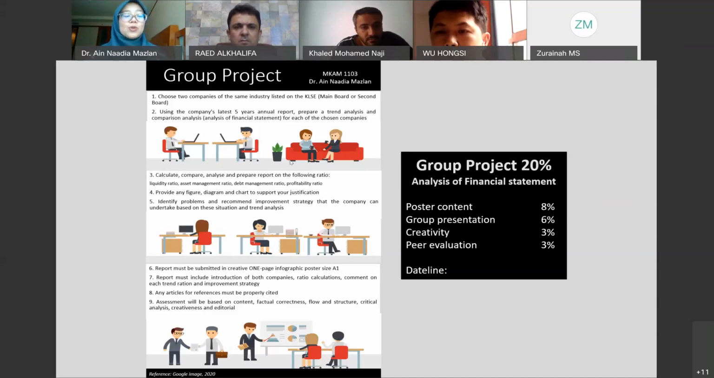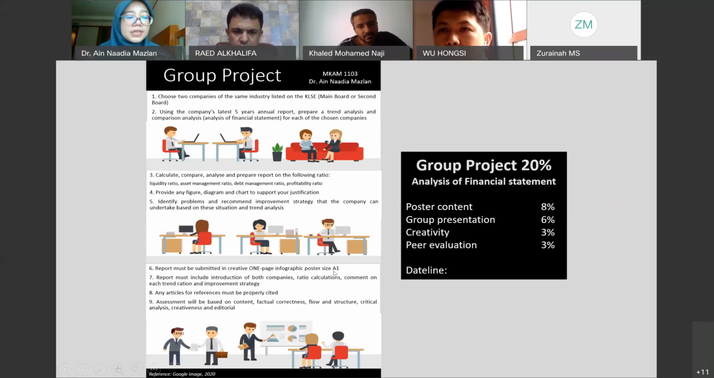Okay, so one group should have 3 to 4 people. What you need to do in your group projects is this kind of infographic poster. You just have to choose 2 companies of the same industry listed in the KLCE main board or second board using the annual years. This is going to be very confusing for you because you did not learn it yet. I just want to show you why you need 3 or 4 members.